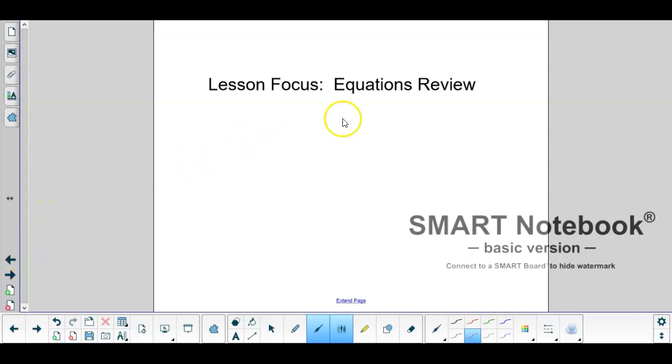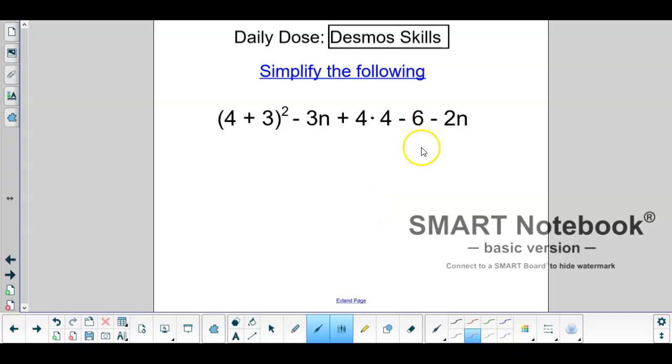All right, today's lesson is going to revolve around an equations review. So on my screen, the first thing I want to make sure is that we do our Desmos skill of the day. Remember, anything that's not in the parentheses that does not have a coefficient or variable can get put in together. So I'm going to highlight some stuff on my screen. You could put this entire blue section in your calculator all in one shot. And then obviously we're going to combine our negative 3n and our negative 2n together.